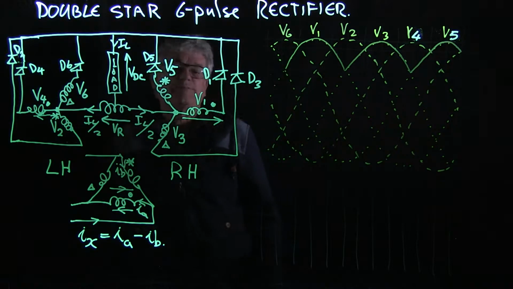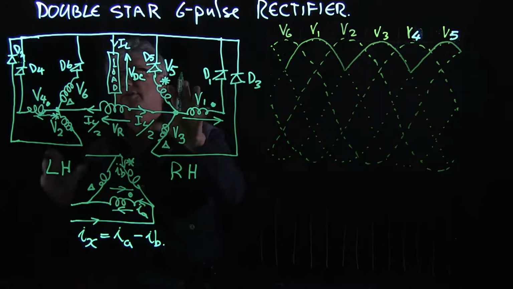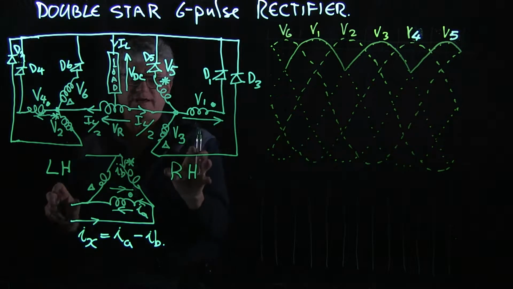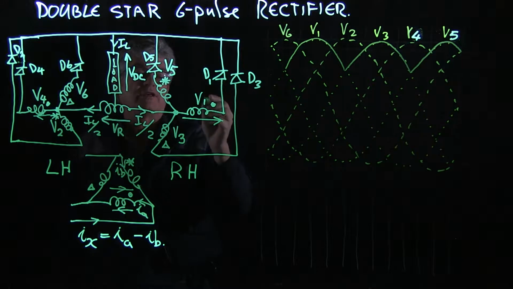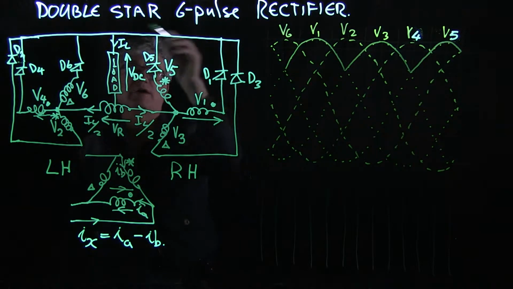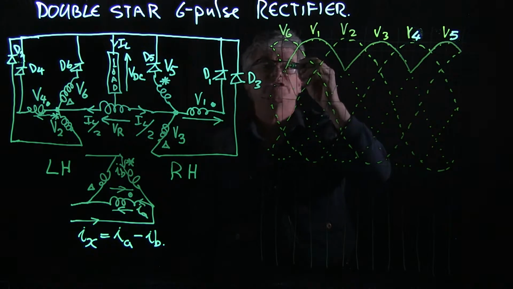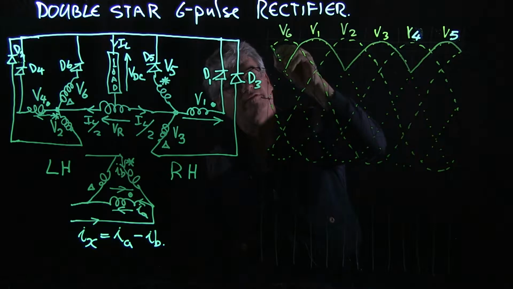The double star 6-pulse rectifier consists of 2 star 3-pulse rectifiers feeding in parallel to the same load, which is the right-hand star and the left-hand star. If we look at the right-hand star, the voltages forming the output voltage are V1, V3, and V5.